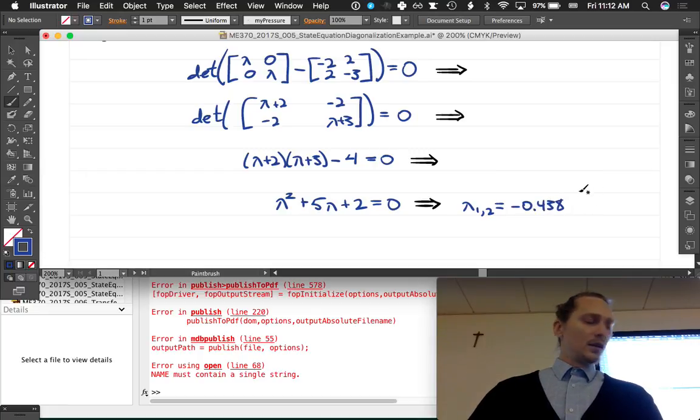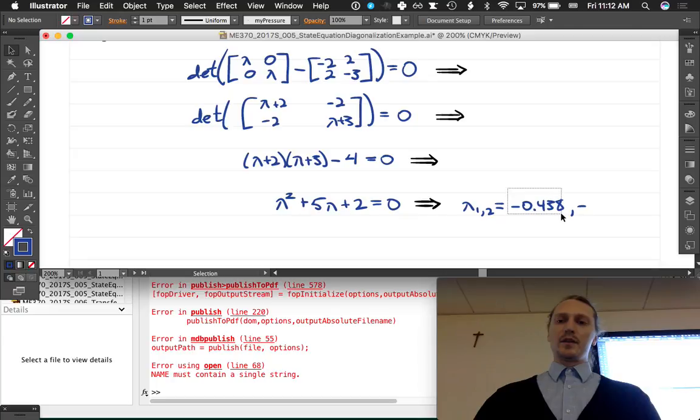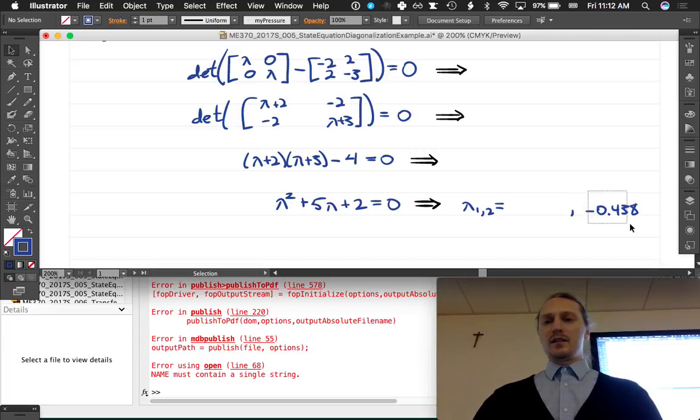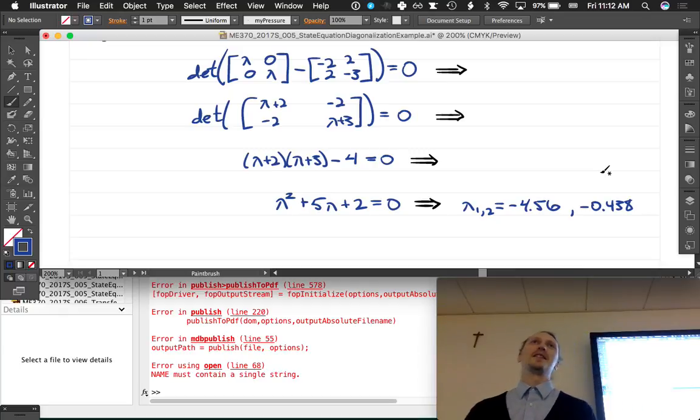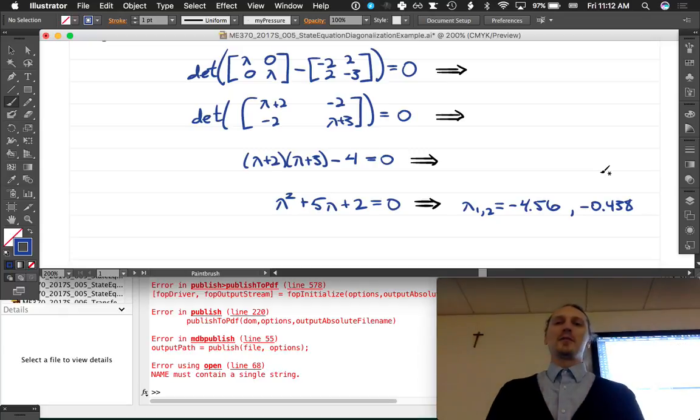-0.438 and negative. Actually, I'm going to switch the order of these. Sorry. I'm switching the order because I'm prescient and know which order Matlab is going to choose. Because I did this last night, or yesterday actually, and I tried to upload the video last night and it wouldn't upload. So let's do it in this order just to make sure that we come out consistent. The order doesn't really matter that much. So I'm calling lambda 1 -4.56 and lambda 2 -0.438.